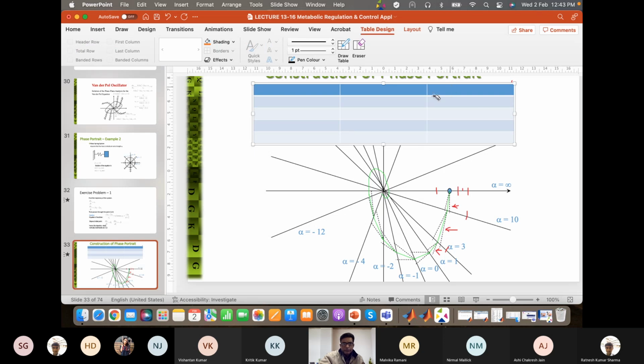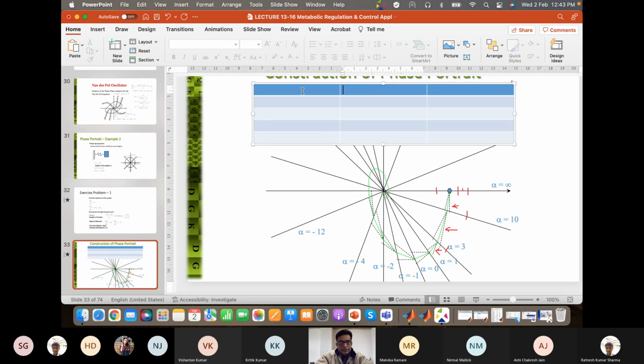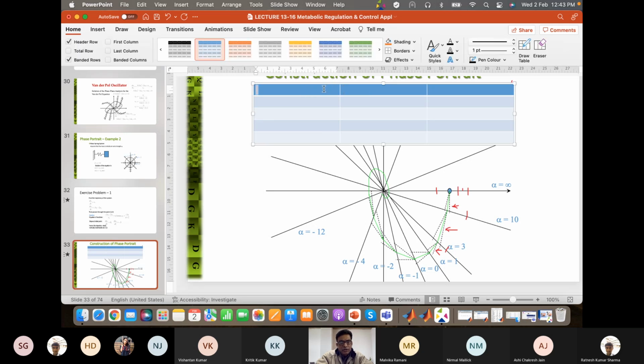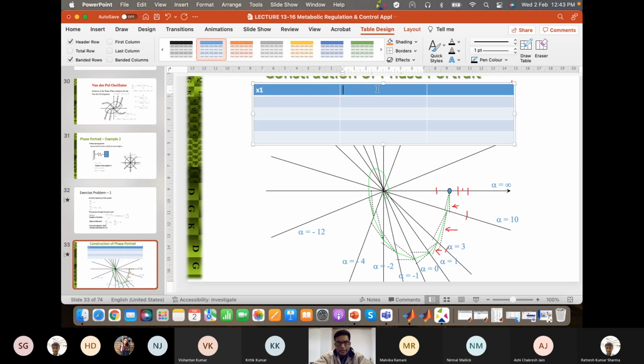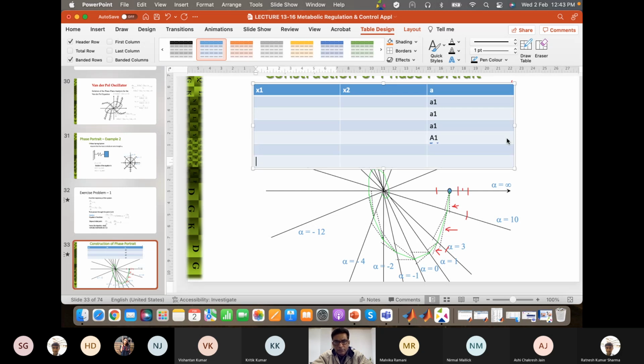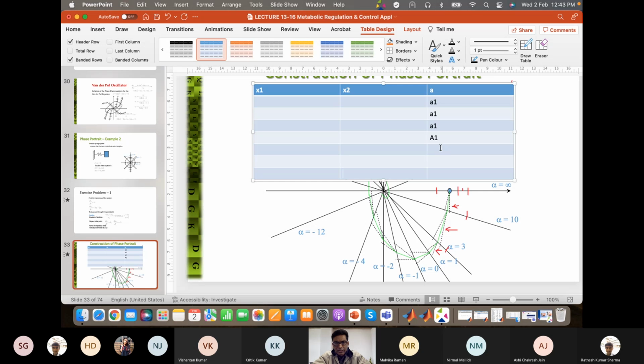So what's going to happen is, the first column will be x1 because that is your independent variable, right? The next one will be x2, and you'll have alpha. I'm going to write it as a. So this will be a1, a1, a1, a1. I'll continue this as much as I want. So let's say I'm giving an example of 3 or 4 of these.